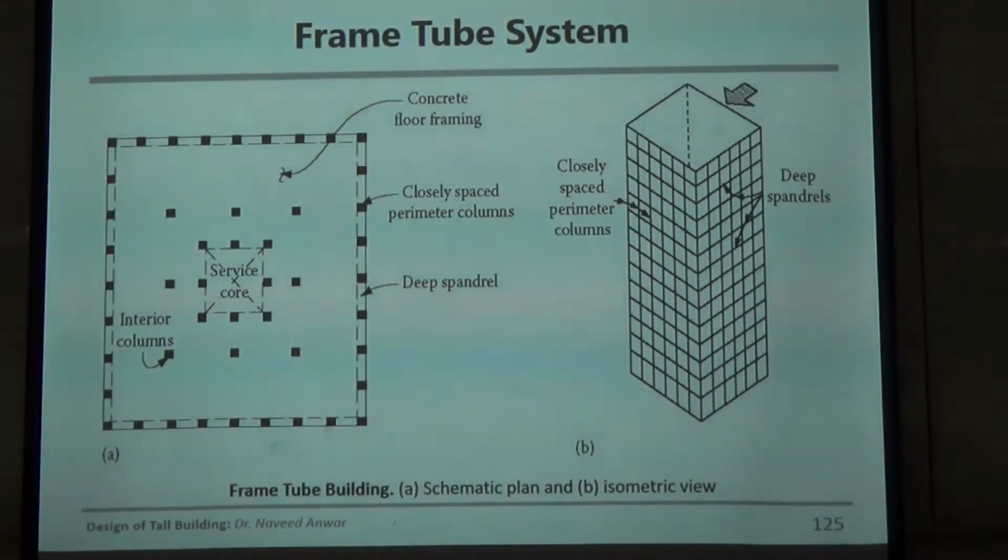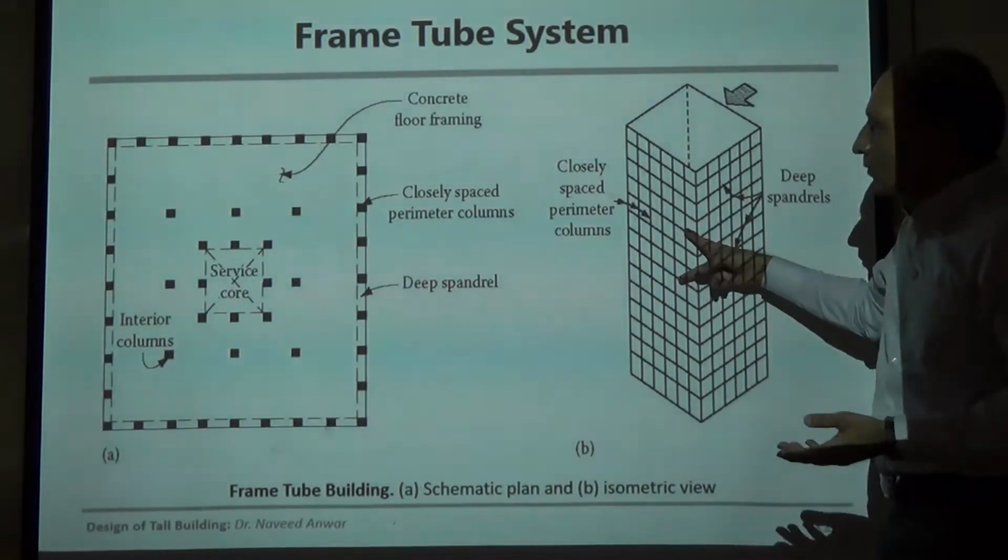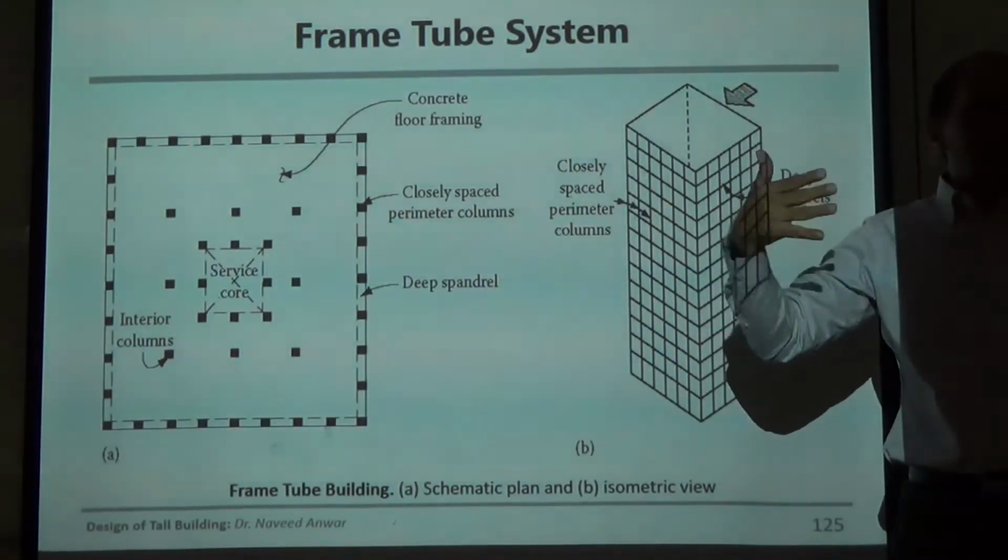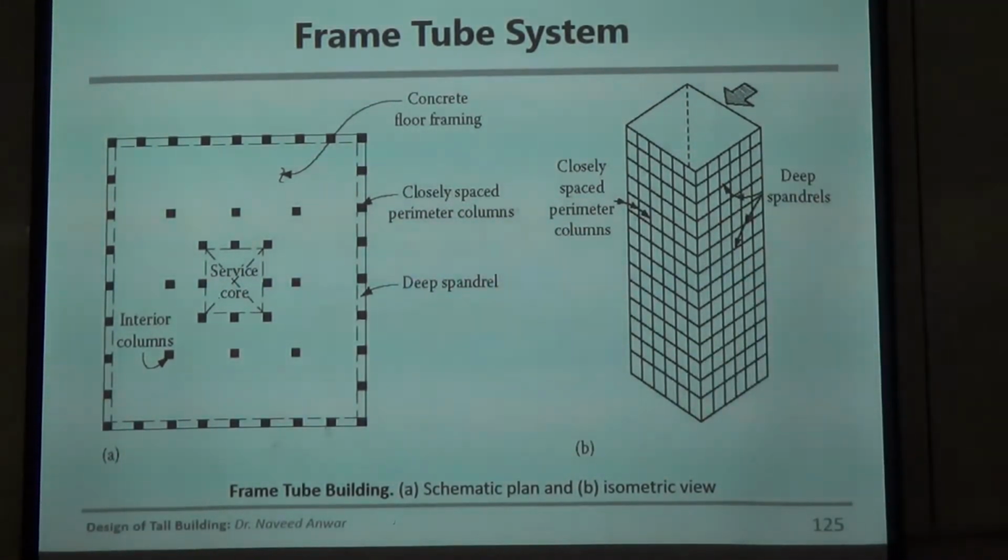But now after that, you normally need to connect the core with the outer tube with strong, we call them arrestor floors. A new term has come up, arrestor floors, so that this thing will not happen again.